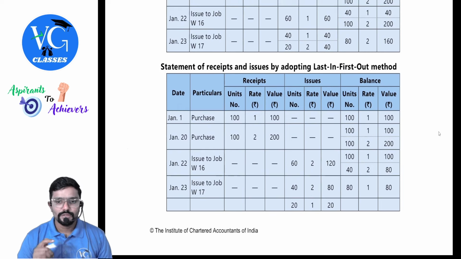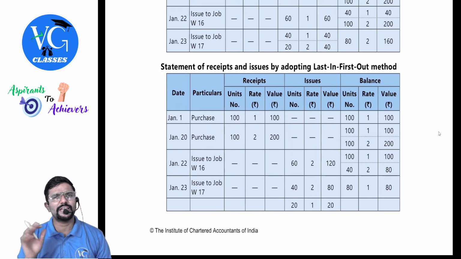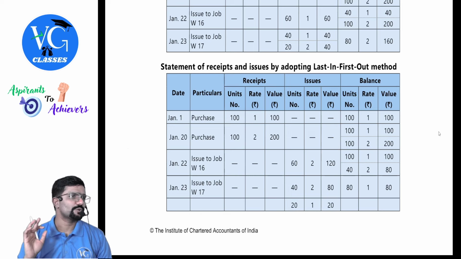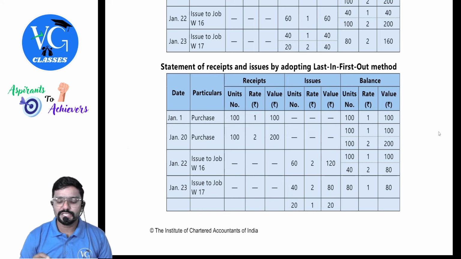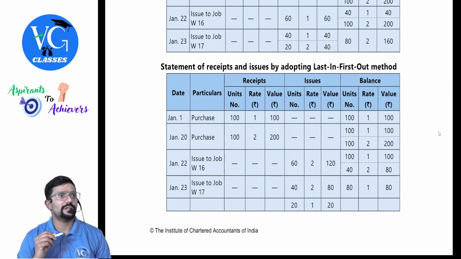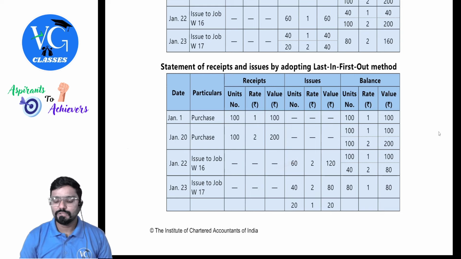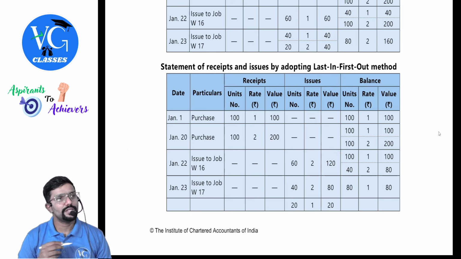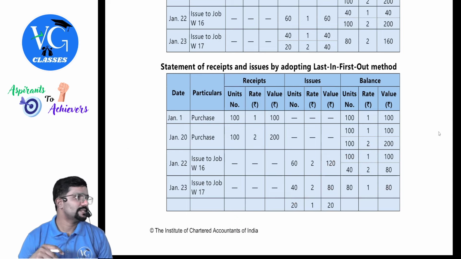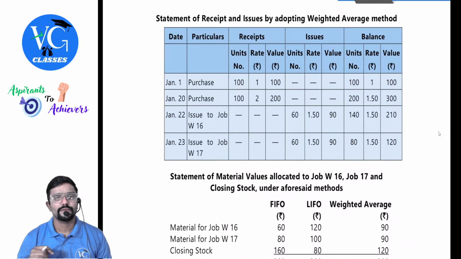First 2 days' purchases, that is Jan 1st and Jan 20th, you will keep as closing stock. Then next I am issuing 60 units. I will issue from the 2 rupees lot. So closing stock is 100, as it is, minus 60, that is 40. Then again I am issuing 60. I will issue 40 from the latest lot and 20 from the 100 units lot, that is at 1 rupee each. So closing stock would be 100 minus 20, 80 at 1 rupee. This is last in, first out.